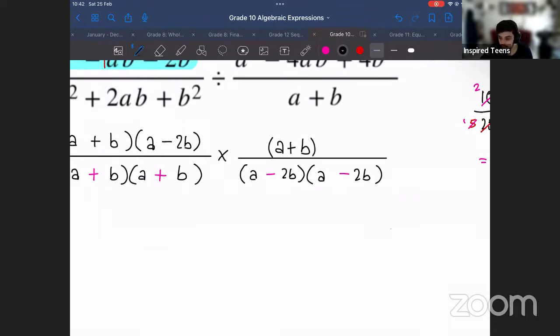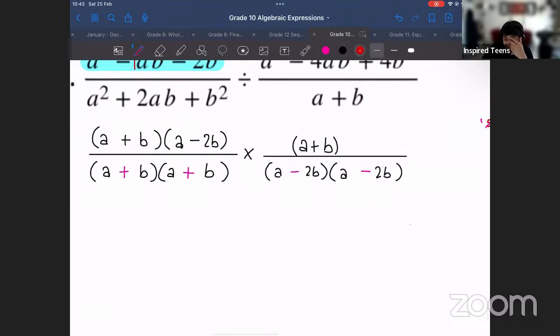You don't have to, don't get me wrong. It just makes more sense for when you're canceling out. So let's start canceling out, right? Firstly, anything in numerator and denominator: a plus b on the top, a plus b on the bottom left, sorry. A minus 2b, a minus 2b.